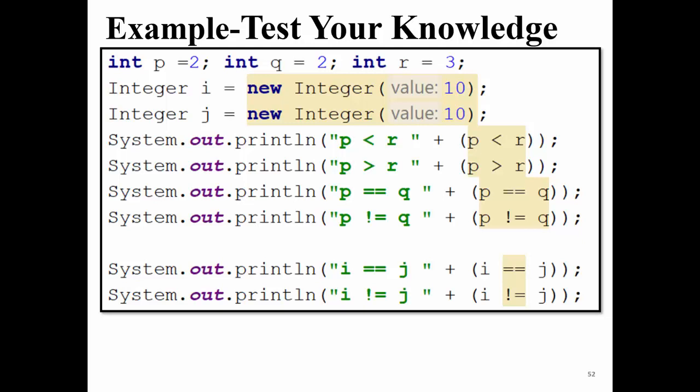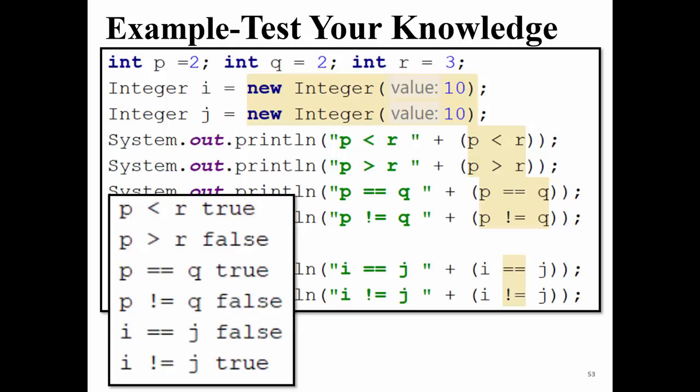True. P is greater than 3, false. Is P equal to Q? P is not equal to Q. What about the last thing? I is equal to J. And I is not equal to J. The last two statements you answered wrong. I is equal to J is false.